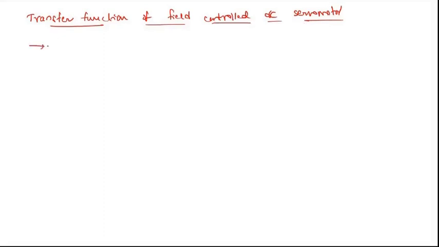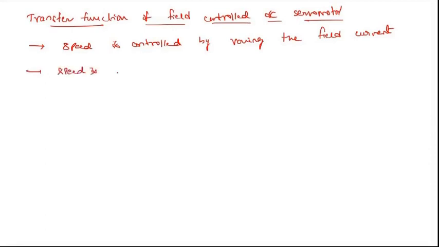So in this, the basic function is that speed is controlled by varying the field current, because it's a field control method. And one more point is that speed is proportional to armature resistance, or simply you can write back EMF also, because Eb equals Va minus Ra Ia, that's why I wrote back EMF.